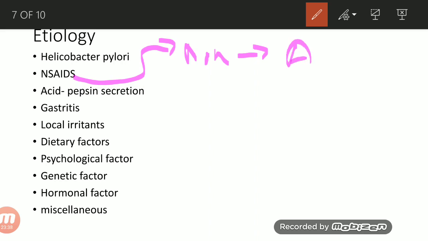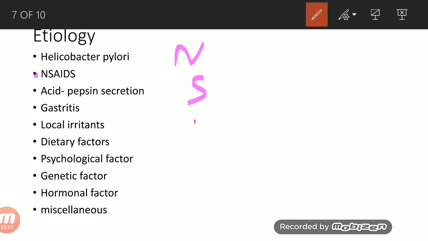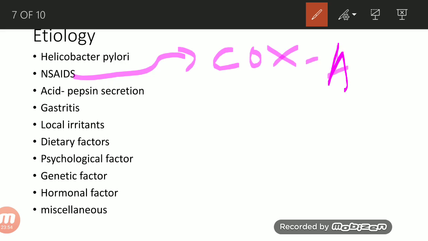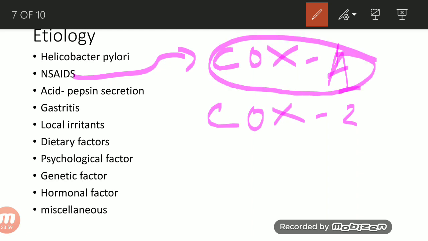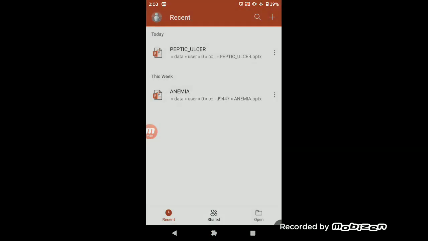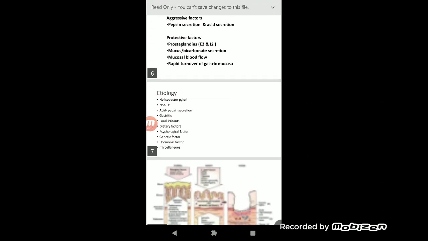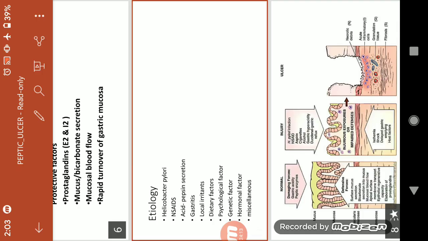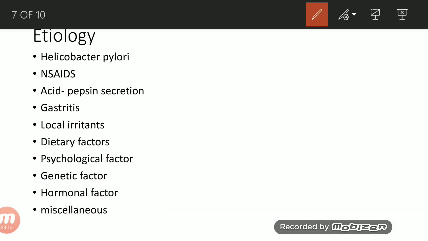NSAIDs are drugs, non-steroidal anti-inflammatory drugs. Okay, so NSAIDs can block your COX-1 as well as COX-2. If it blocks your COX-1, then your PGE2 and PGI2 will not form.